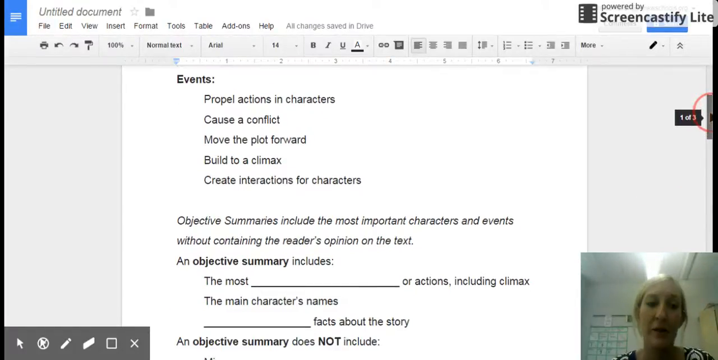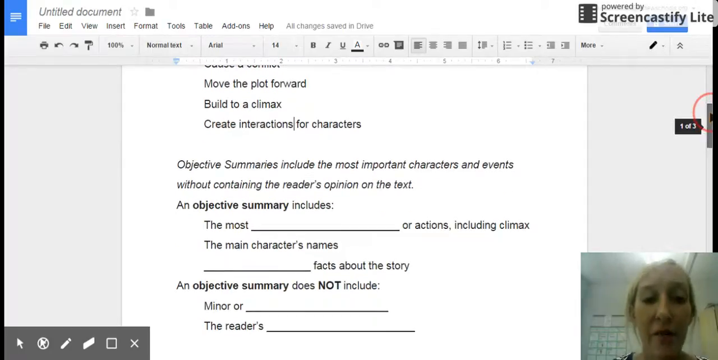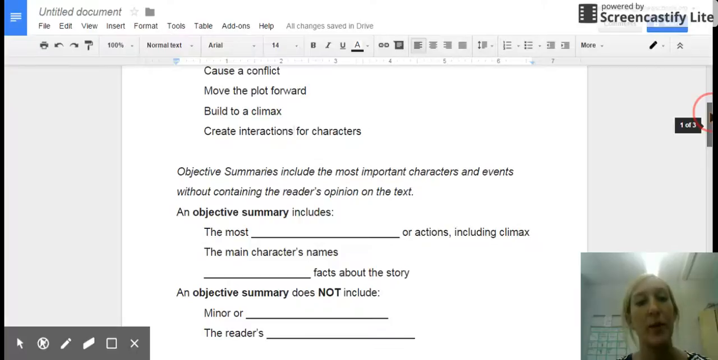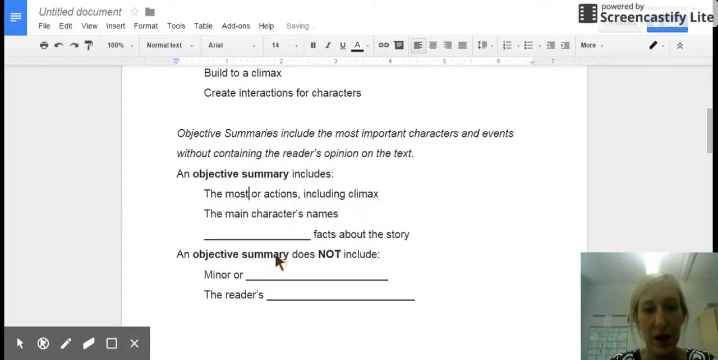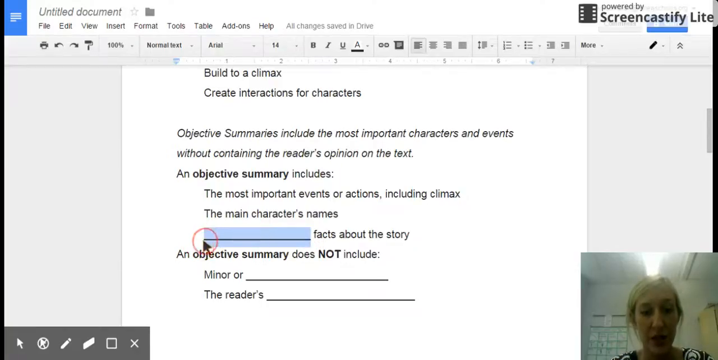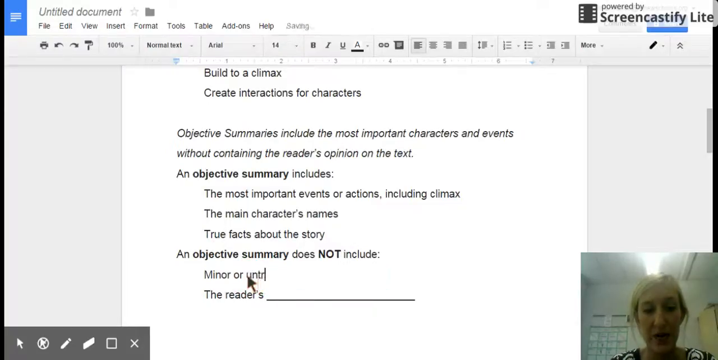We're also going to take a look at objective summary, which is something that we have looked at before, and you'll also need for your benchmarks next week. Objective summaries include the most important characters and events without containing the reader's opinion on the text. So an objective summary does include, like I said, the most important events or actions, including the climax of the story, the main characters' names, and true facts about the story. But what it does not include is minor or untrue details.